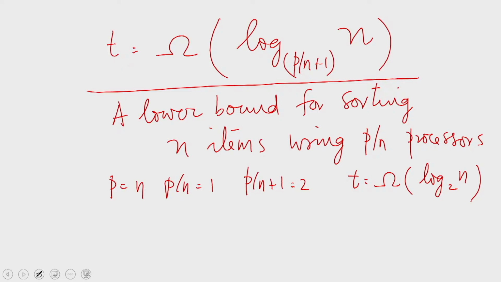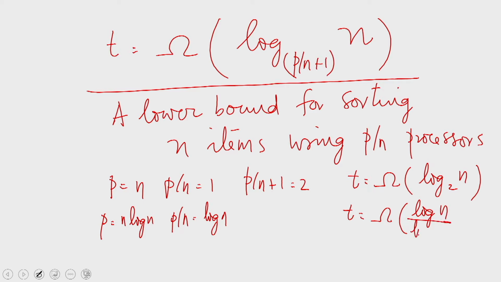If you put p equal to n by log n, then p by n is 1 by log n. Therefore, t would be omega of log n divided by double log of n.